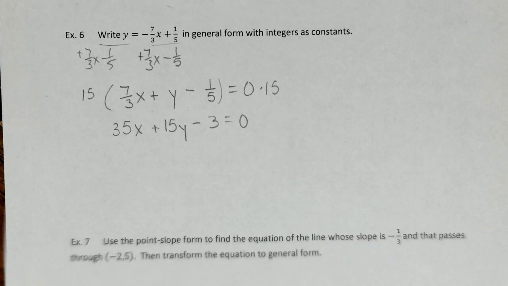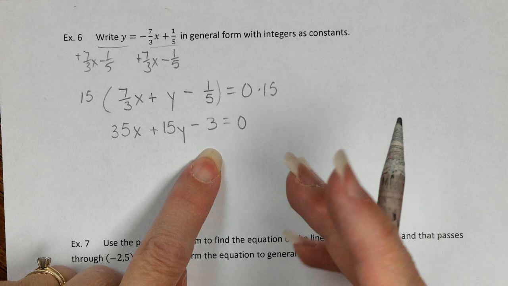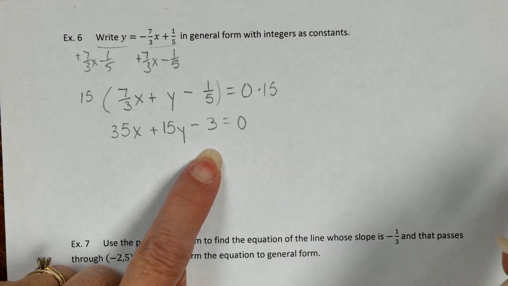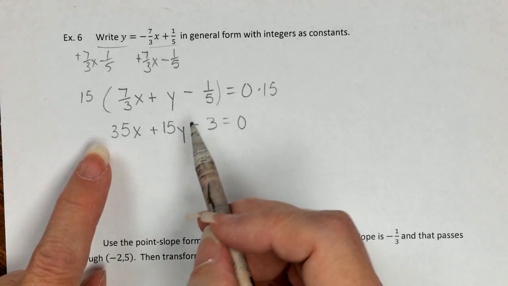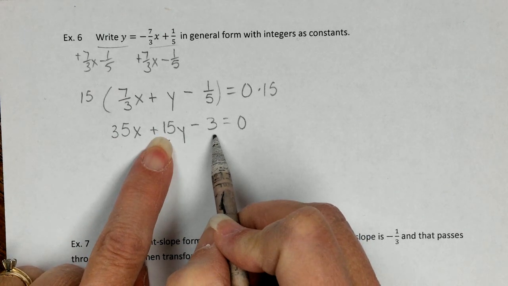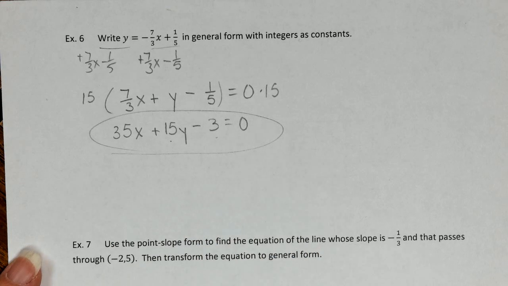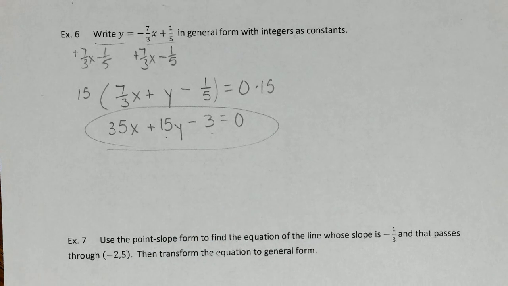Okay, now we don't have fractions or decimals. The GCF of all three of these numbers has to be 1. They can't all divide evenly by the same thing. These two both divide by 5, but that doesn't. These two both divide by 3, but that doesn't. So that's okay. As long as all three don't divide by the same thing, there's nothing to do. And the other thing is a, which is the coefficient of x, has to be positive. It is. This is the form. This is the one we wanted. That's all you do for these.